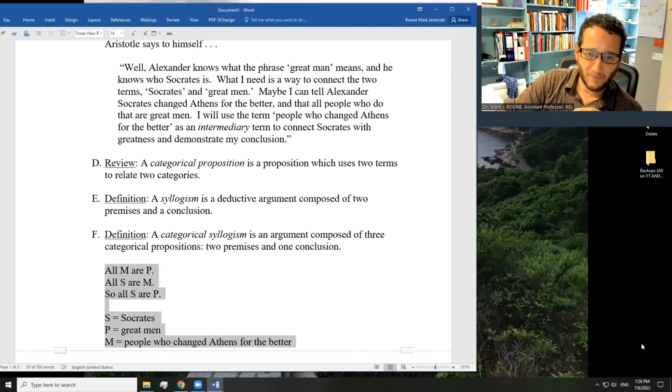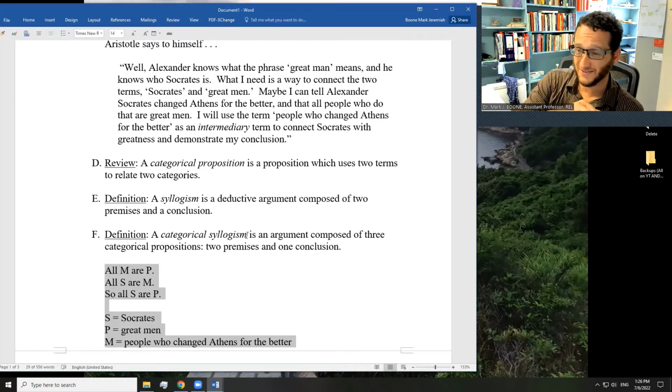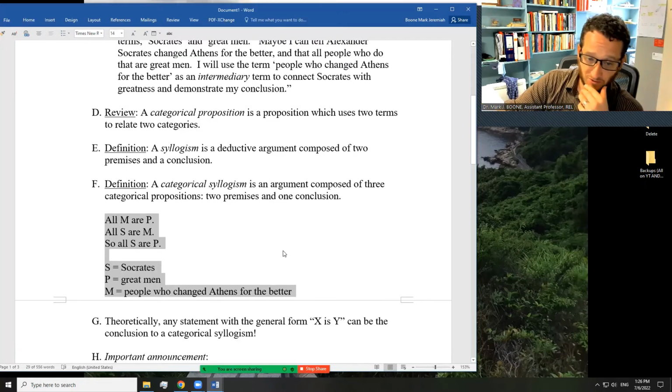Anyway, a categorical syllogism is an argument composed of three categorical propositions, two premises, one conclusion, and it's got three terms. It's got the two terms of the conclusion, and then it's got that connecting term, that middle term, that intermediate term that serves to connect the premises to the conclusion.